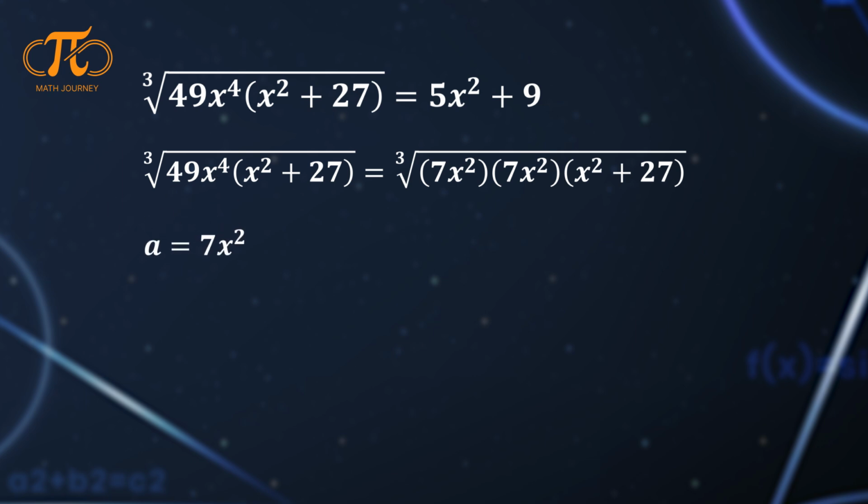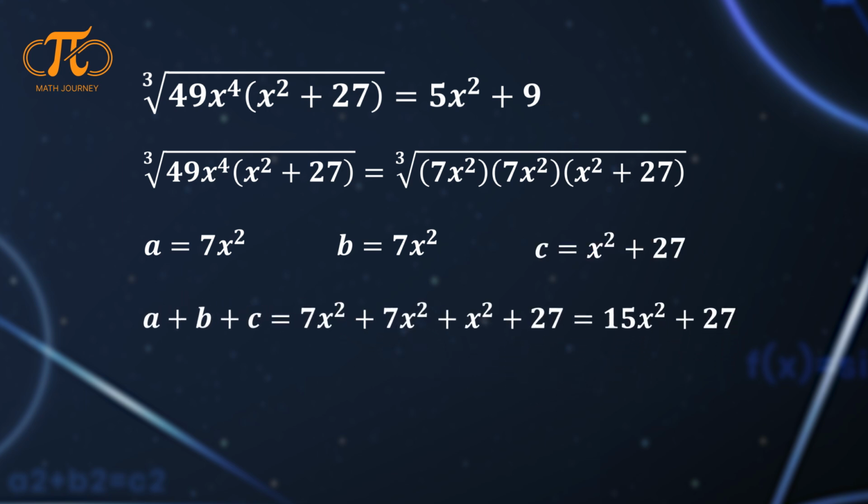Notice something? We now have 3 terms under the cube root. What if I call these terms a, b, and c? So, a equals 7 times x squared, b equals 7 times x squared, and c equals x squared plus 27. Now, when we add these terms together, a plus b plus c equals 7 times x squared plus 7 times x squared plus x squared plus 27, which simplifies to 15 times x squared plus 27.